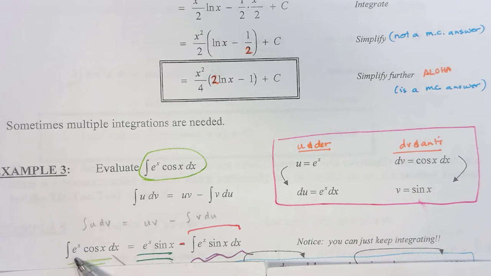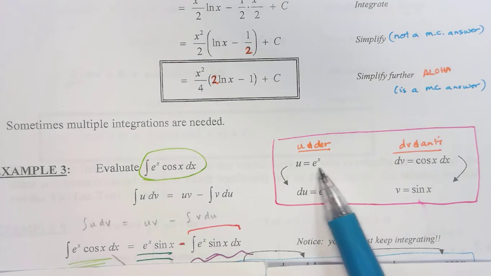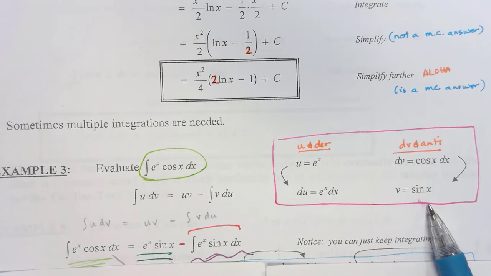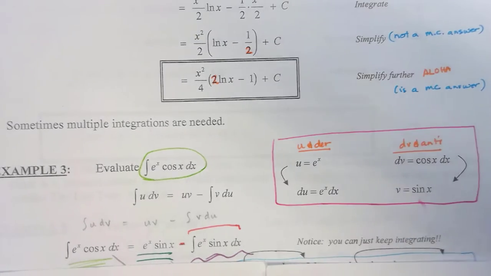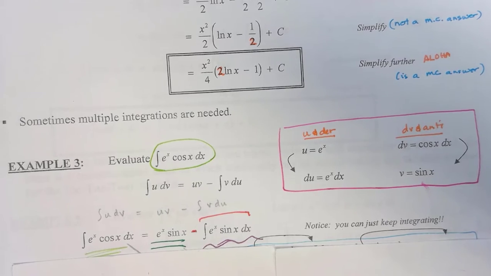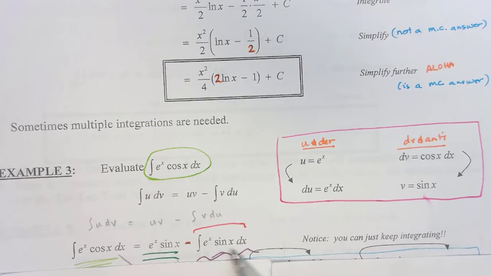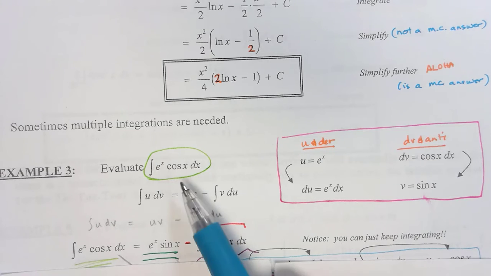So the integral of e to the x cosine x dx is u times v, e to the x times sine x, minus the integral of v du. Okay, v du. Now, let's look at what happens. It says here we can keep integrating because this right here looks a lot like what we started out with, except for now, instead of cosine, I have sine.